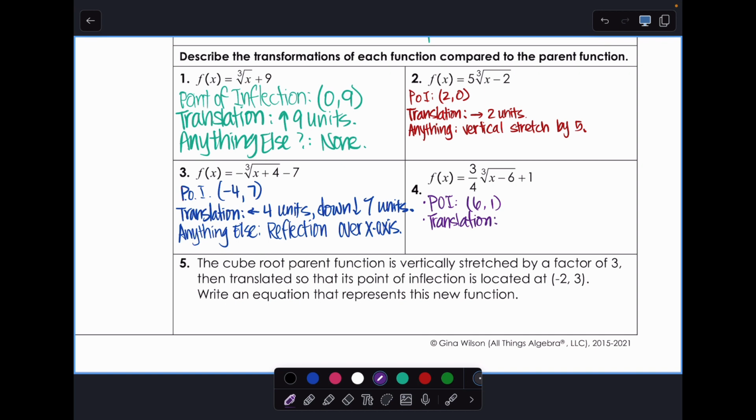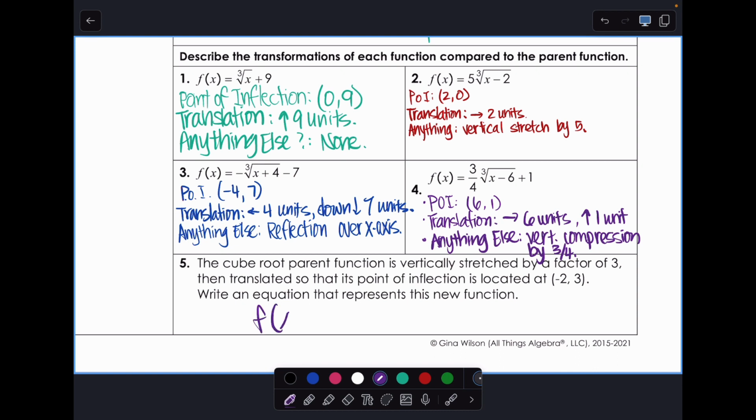Okay. All right. Translation. Right 6 units and up 1 unit. And anything else would be compression, vertical compression by, I will tell you once we get there, 3/4. Okay.